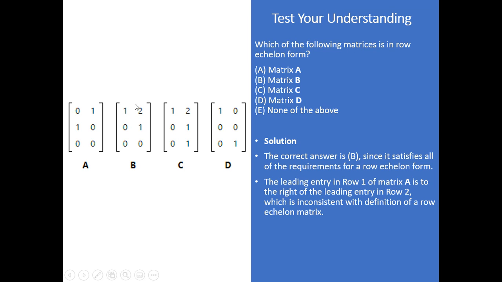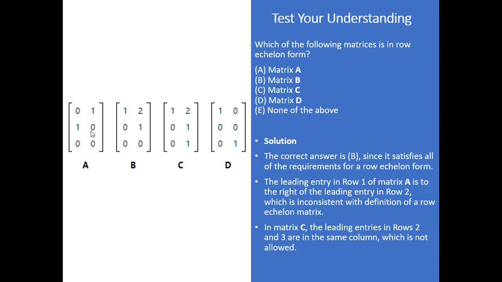If you take a look at matrix A, the leading entry in row 1 of matrix A is to the right of the leading entry in row 2, which is inconsistent with the definition of row echelon form. So that doesn't make sense. We have to have the leading entry of 1 in this second row at the top, and this first row should be the second row.